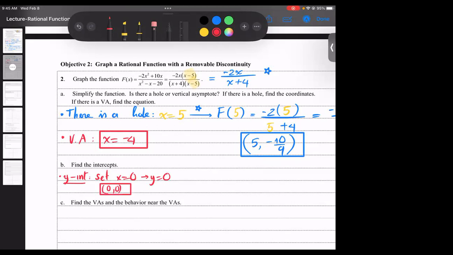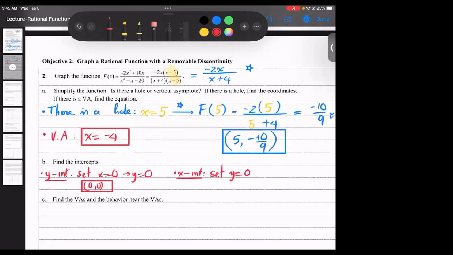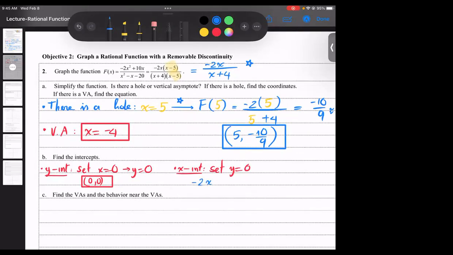I bet you (0, 0) is also the x-intercept when you see something like that, because there's 0 at both values. To find the x-intercept, you already know the answer, but let's just follow the procedure. Set y equals 0. When y equals 0, I mean -2x over x plus 4 equals 0. And I told you when you have one fraction on the left and the right-hand side is 0, all you have to do is set the numerator equal to 0, right? Because the bottom cannot be 0.